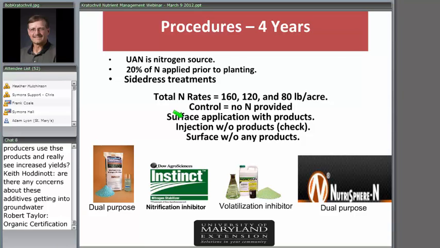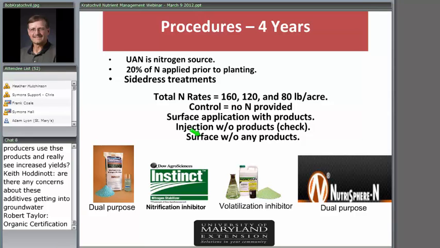The products were mixed with UAN and then surface applied at sidedress. We compared this with what we considered our check, which was the injection of UAN without products. Injection is considered to be the gold standard, the best way of managing your nitrogen, so we wanted to compare to that process. We also looked at surface application of UAN without any of the products and make comparisons in that manner as well.